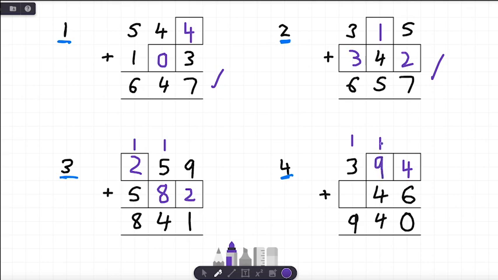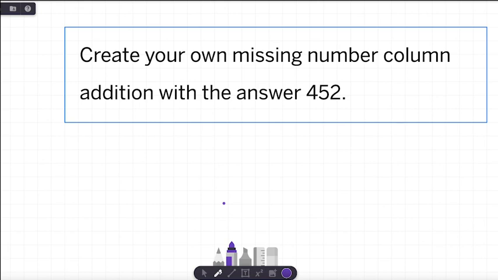So we can sort of check that. 9 plus 1 is 10, plus 4 is 14. So we have the 14 here. And 1 into the hundreds, 1 plus 3 is 4. And we need another 5 to make 9. There we go.